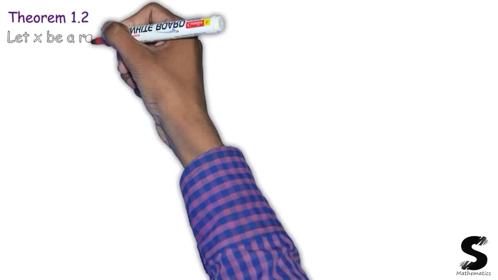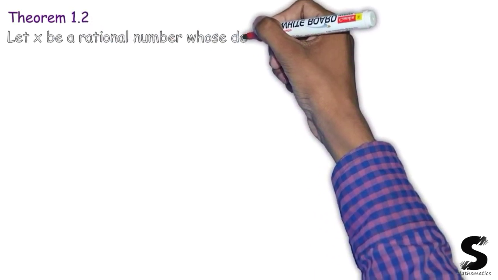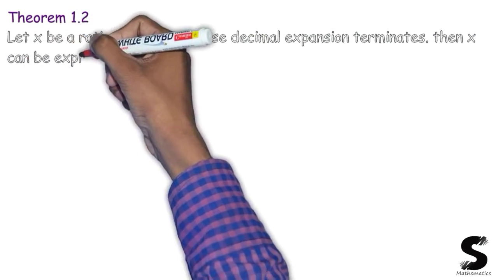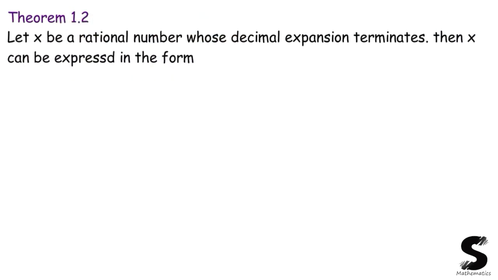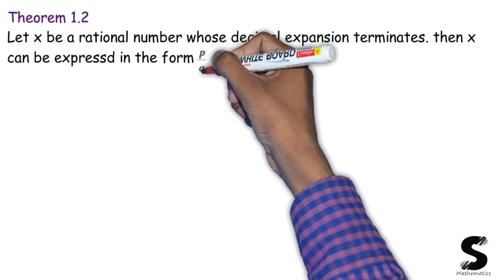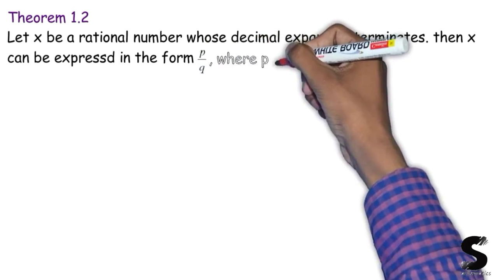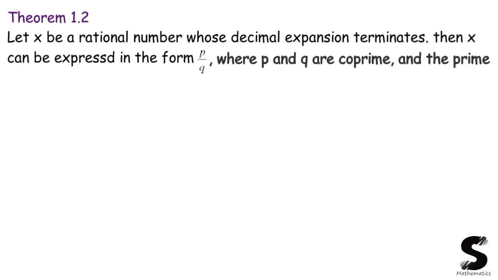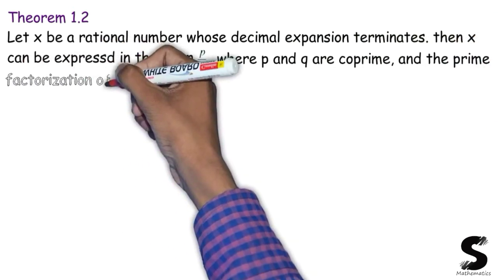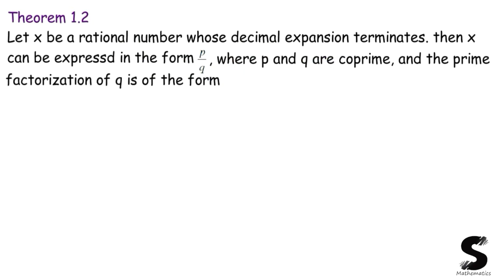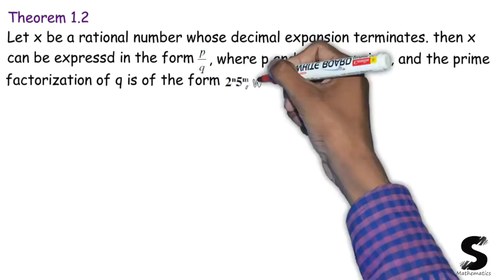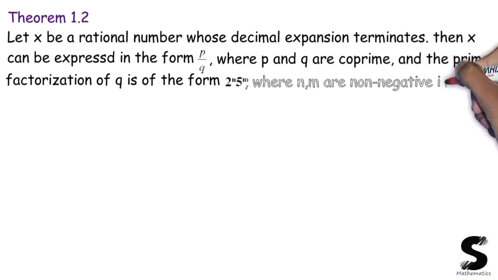Theorem 1.2. Let x be a rational number whose decimal expansion terminates. Then x can be expressed in the form p by q, where p and q are co-primes and the prime factorization of q is of the form 2 power n into 5 power m, where n, m are non-negative integers.